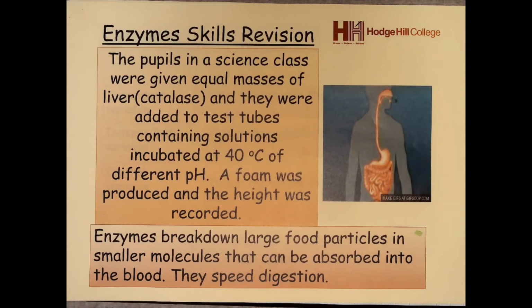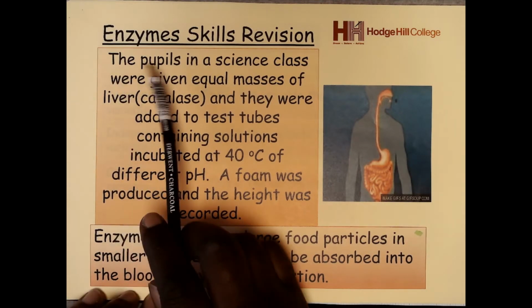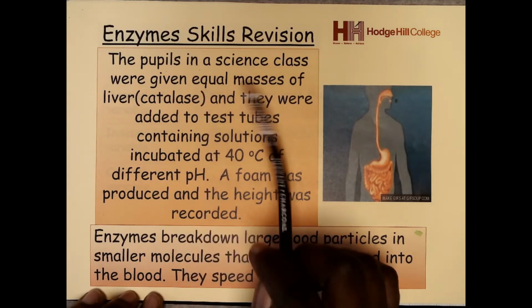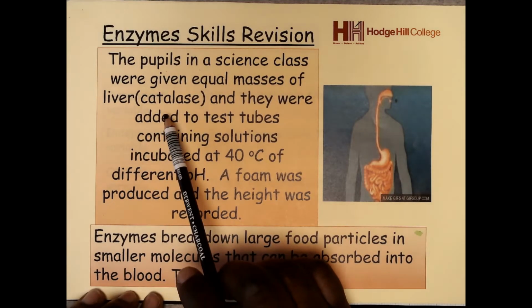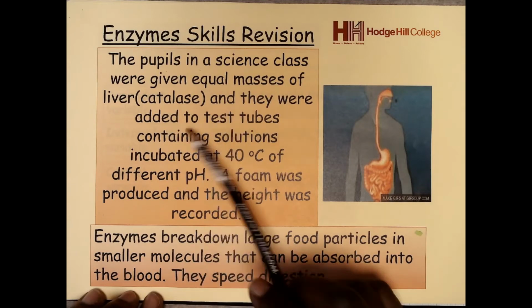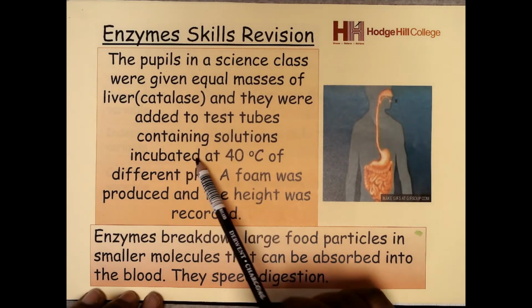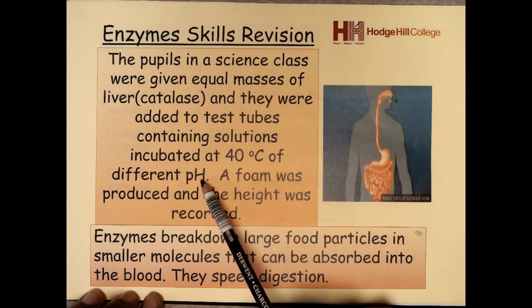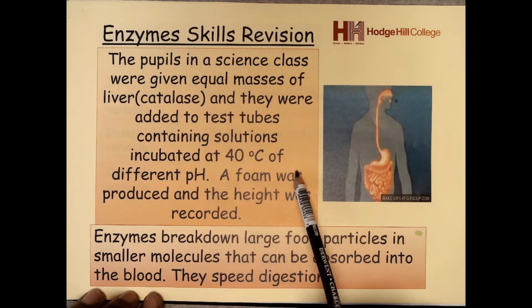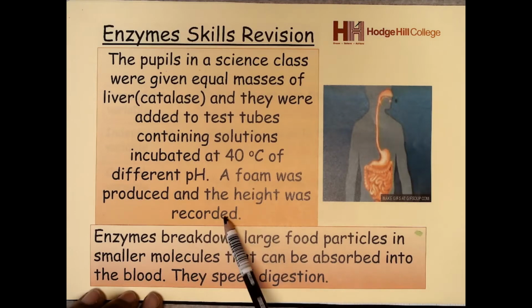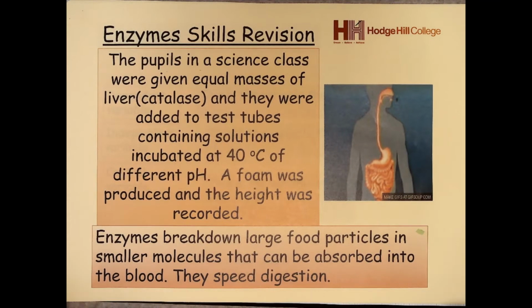We are going to be looking at enzymes. Now, you have been given an experiment, and the information is given here. The pupils in a science class were given equal masses of liver, which contains the enzyme catalase, and they were added to test tubes containing solutions incubated at 40 degrees of different pHs. Now, a foam was produced and the height was recorded. So that's the key thing about the experiment.